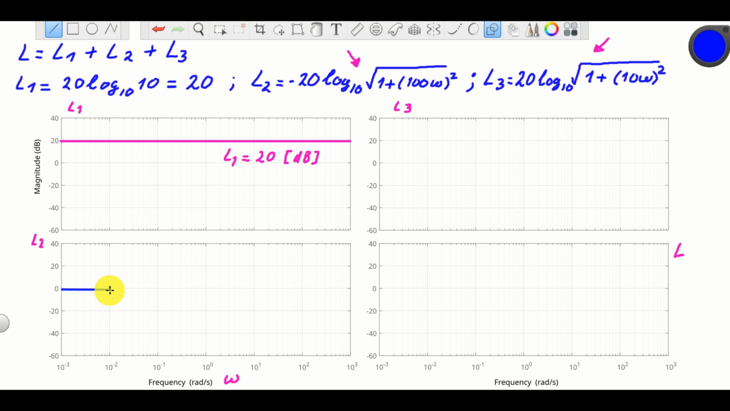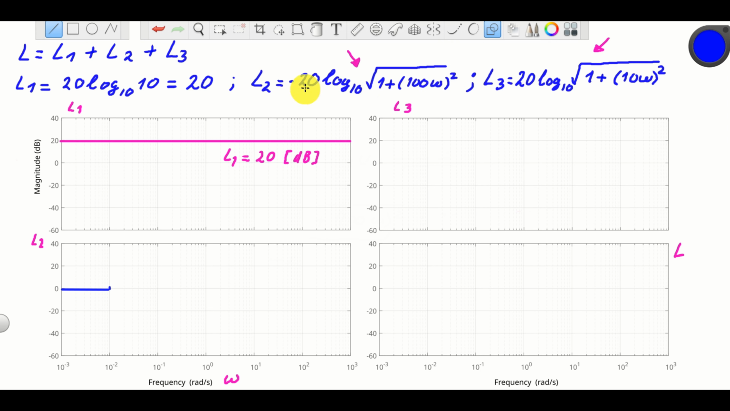Then, after this break frequency, my function L2 can be approximated as minus 20 logarithm with a base of 10. This term over here is much more dominant than 1, so 1 can drop out, and we will have here square root of 100 omega squared, and this is simply 100 omega.